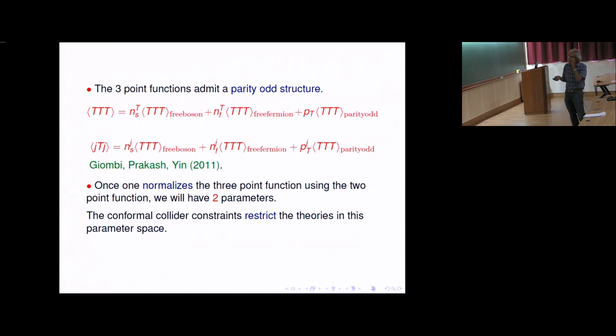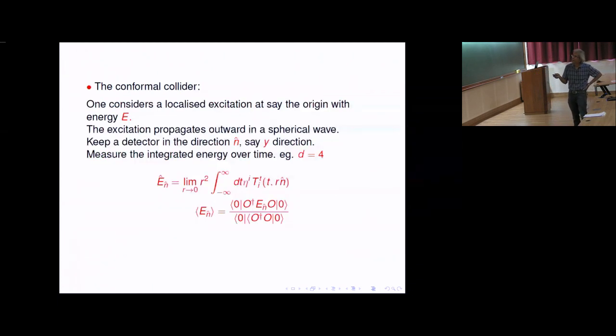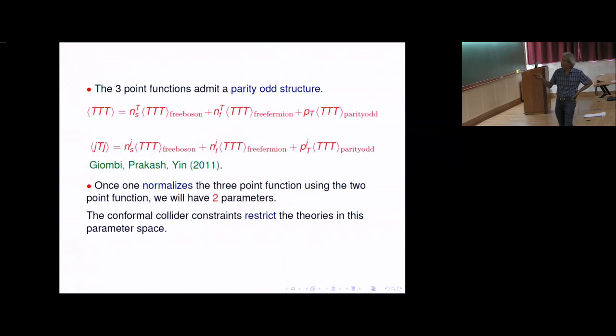And so, if you think about it, if you take into account the normalization, in this conformal collider there are 3 parameters here. And if you take into account the normalization, these collider constraints will restrict the theories in this 2 parameter space. Okay, if you remove the normalization. So this fact that there was a parity odd structure was ignored. And so what we will do is initially look at this and find what the constraints are.